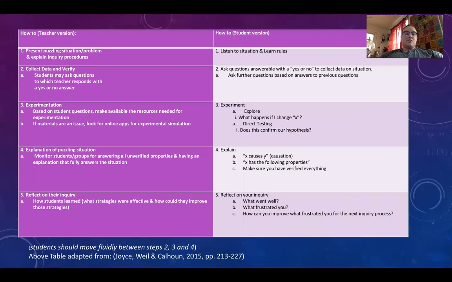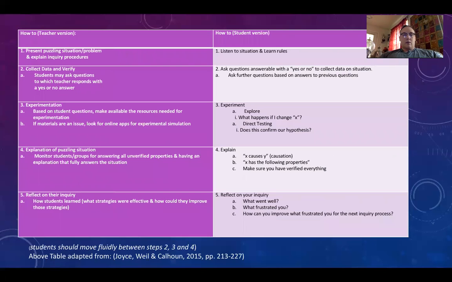From that experimentation, they go into explaining things. And we want them to explain all properties of a situation. So that's something where a teacher has to be formatively assessing and constantly guiding students. Finally, the fifth phase is the metacognitive phase, which is probably the most important. How can you reflect on your learning? How can you improve your ability to learn and to move through this process?